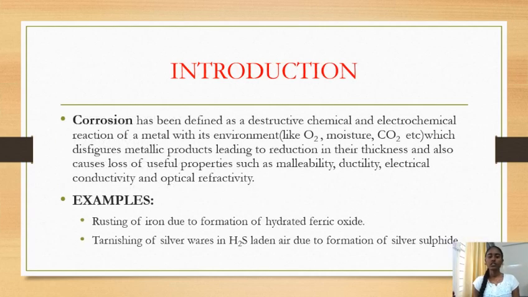Introduction. Corrosion can be defined as a destructive chemical and electrochemical reaction of a metal with its environment such as oxygen, moisture, carbon dioxide, etc., which disfigures the metallic products leading to the reduction in their thickness and also some properties such as malleability, ductility, electrical conductivity. Examples are rusting of iron due to the formation of hydrated ferric oxide. Second one, tarnishing of silver wires in H2S laden air due to the formation of silver sulfide.